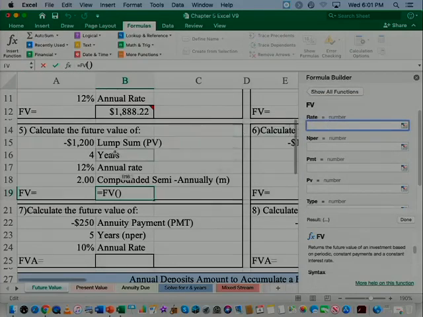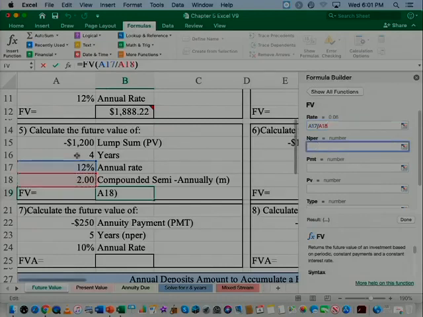So the rate is going to be 12%. However, we're going to have to divide by M. And the N per is going to be 4 years, but we're going to have to multiply by M. So we're dividing the interest rate by the frequency, and we're multiplying the years by the frequency. The present value stays the same.